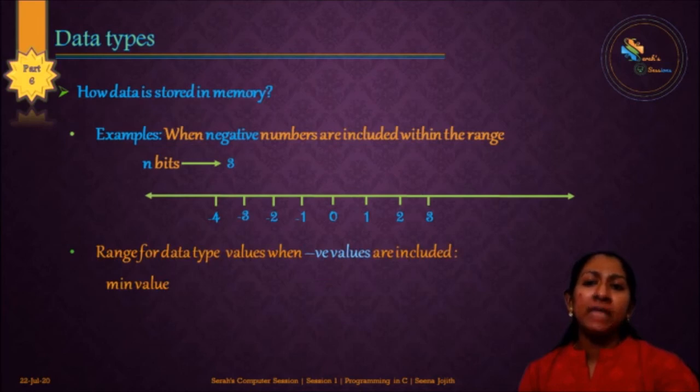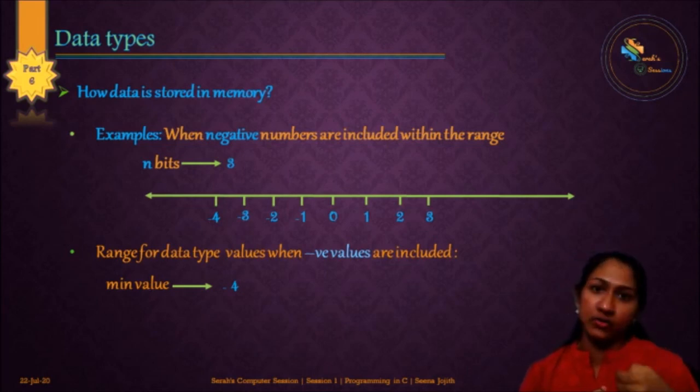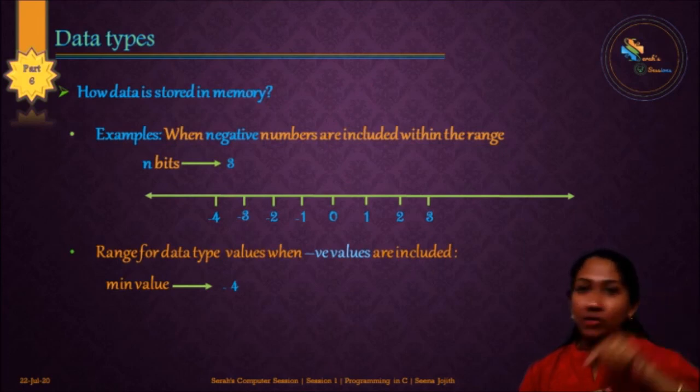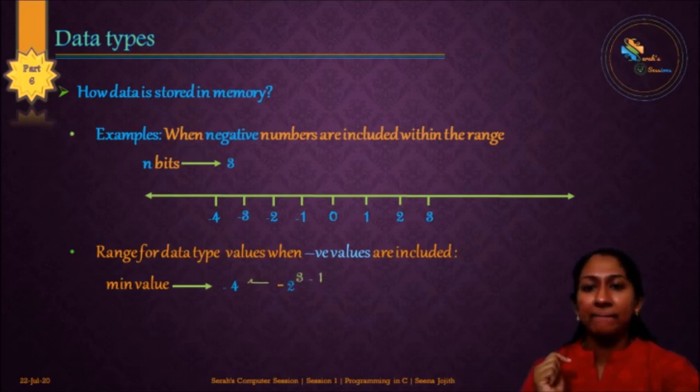Okay, now the minimum value from the number line, you can see that it is -4. So how will you get -4 from the values that you have, that is n equal to 3 and 2 raised to 3? If you are comparing with the last example, what was the method used? 2 raised to n minus 1 and putting a minus sign in front, right? So 2 raised to 3 minus 1. What is 3 minus 1? It is 2. So 2 raised to 2 and putting a minus sign, you will get -4.